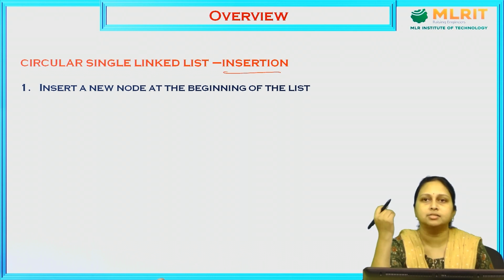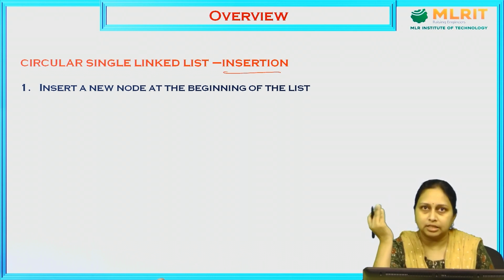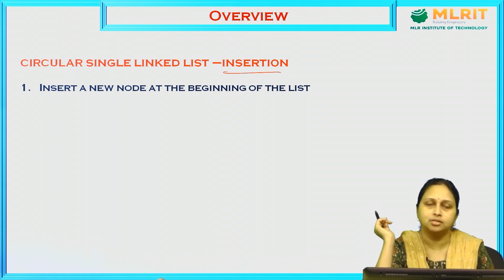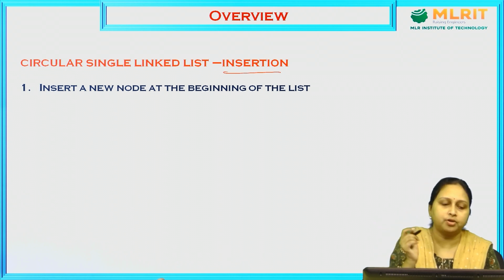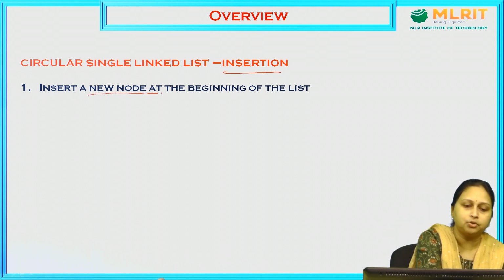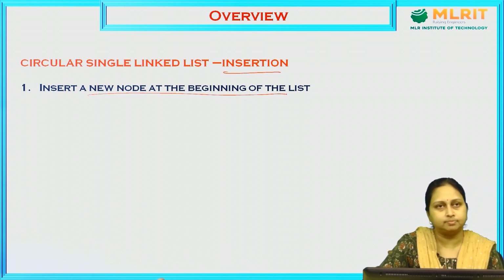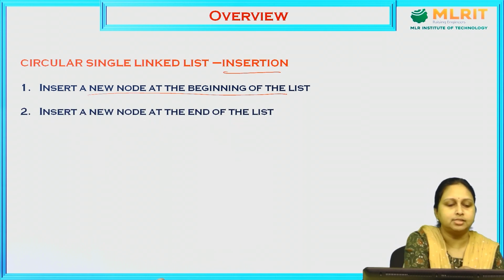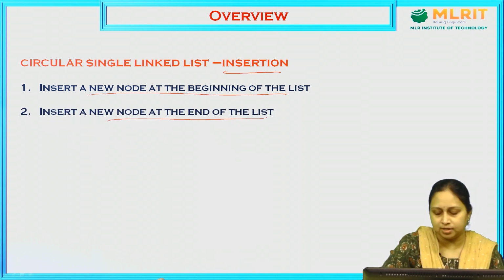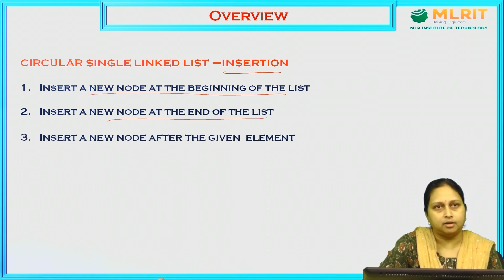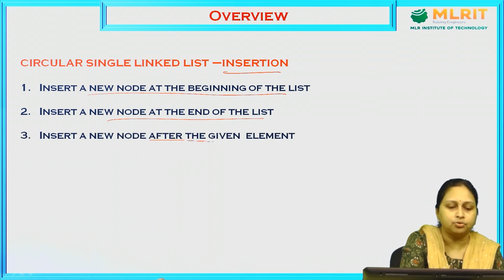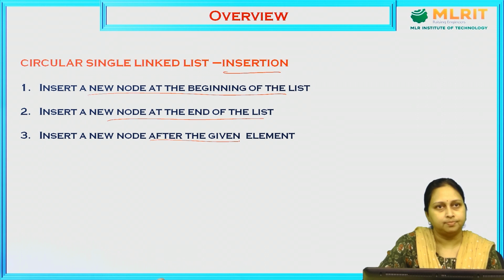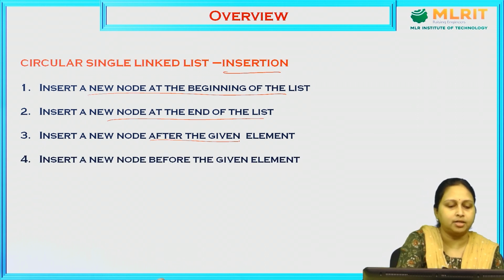As we have already discussed in the single linked list and double linked list, in the same way we are going to discuss the circular single linked list insertion operations. Here we come across 4 different operations, that is inserting a new node at the beginning of the list. The other one is inserting a new node at the end of the list. And the third one is inserting a new node after the given element, and the last one we have is inserting a new node before the given element.